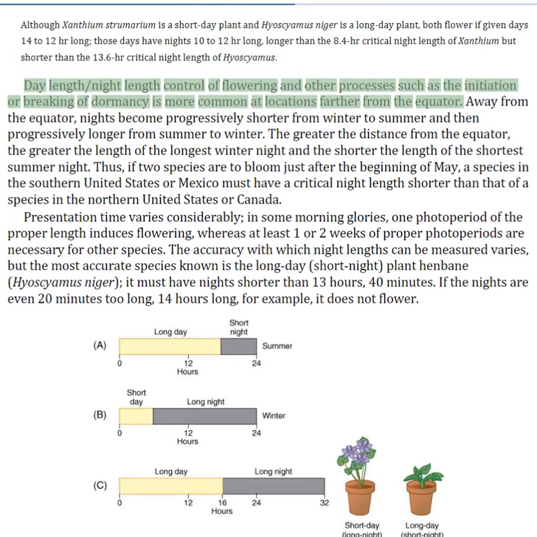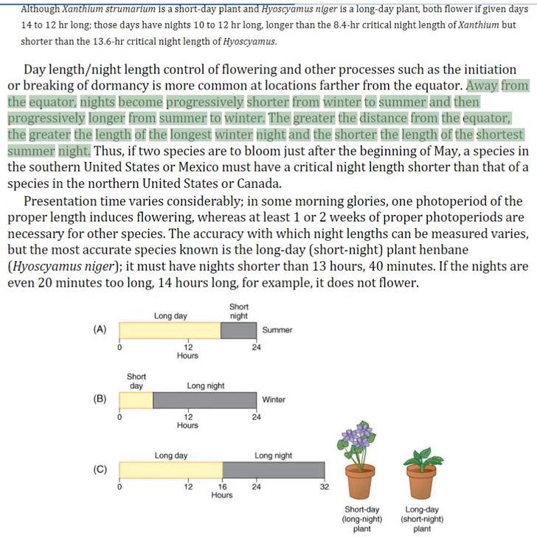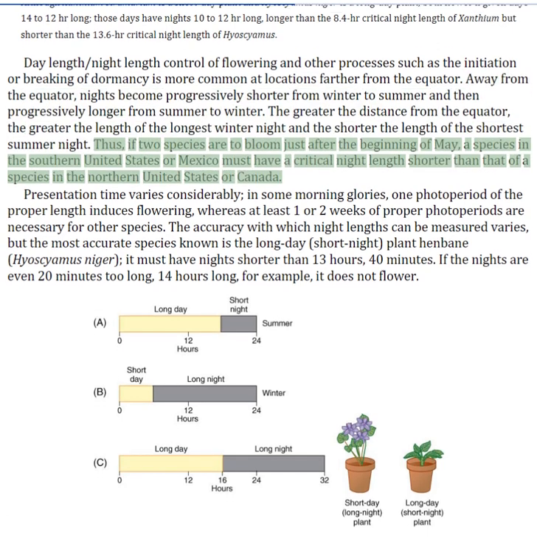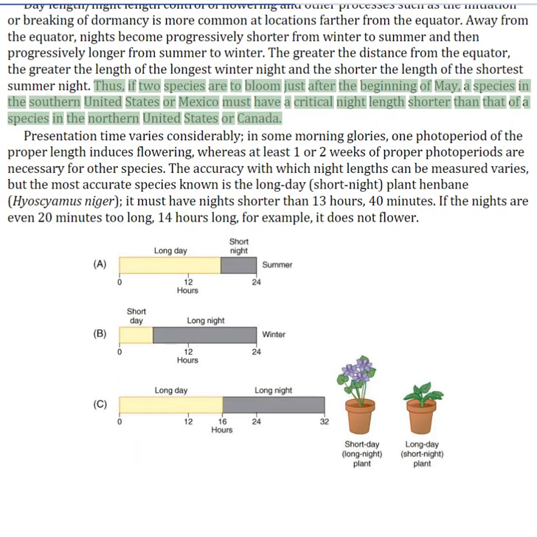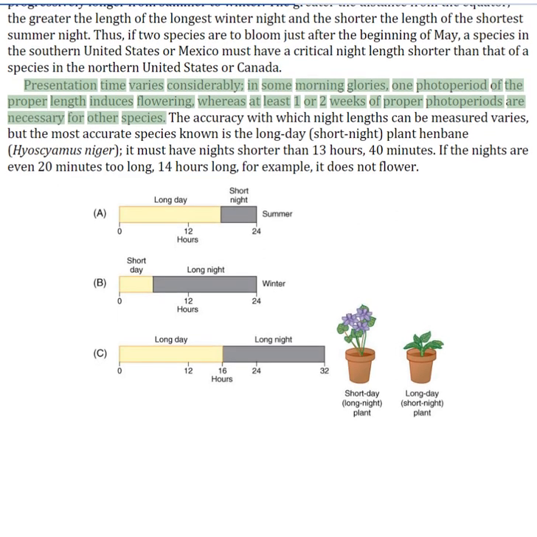Day length, or night length, control of flowering and other processes such as the initiation or breaking of dormancy is more common at locations farther from the equator. Away from the equator, nights become progressively shorter from winter to summer and then progressively longer from summer to winter. The greater the distance from the equator, the greater the length of the longest winter night and the shorter the length of the shortest summer night. Thus, if two species are to bloom just after the beginning of May, a species in the southern United States or Mexico must have a critical night length shorter than that of a species in the northern United States or Canada. Presentation time varies considerably.